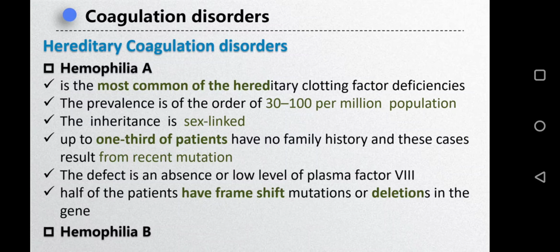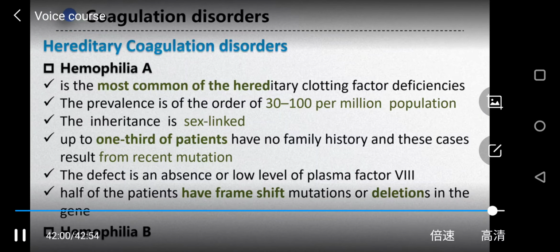Hemophilia A is the most common of the hereditary clotting factor deficiencies. The prevalence is of the order of 30 to 100 per million population. The inheritance is sex-linked. Up to one-third of patients have no family history, and these cases result from recent mutation. The defect is an absence or low level of plasma factor VIII, so please tell me which screening test will be abnormal. Half of the patients have frame-shift mutations or deletions in the gene.